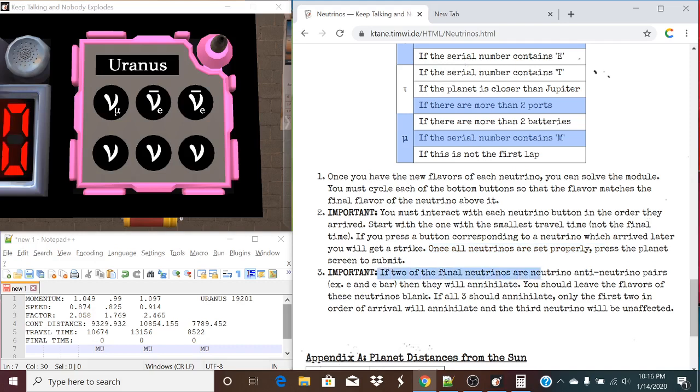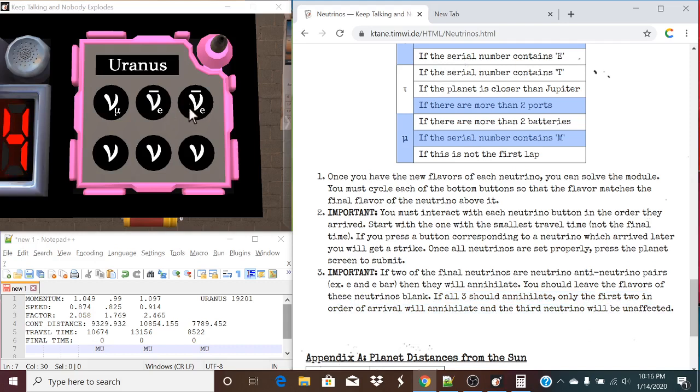If 2 of the final neutrinos are antineutrino pairs, X here, echo and echo bar, then they will annihilate. You should leave the flavors of these neutrinos blank. If all 3 should annihilate, only the first 2 in the order of arrival will annihilate, and the 3rd neutrino will be unaffected. Let's take a look.